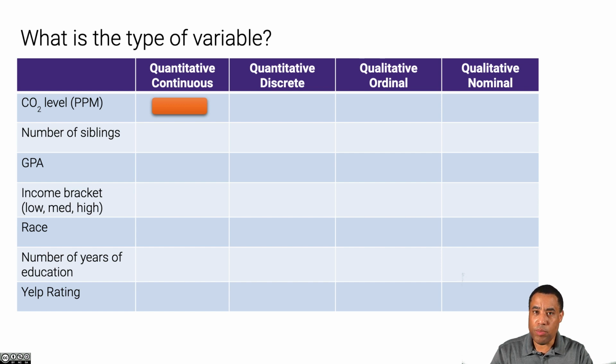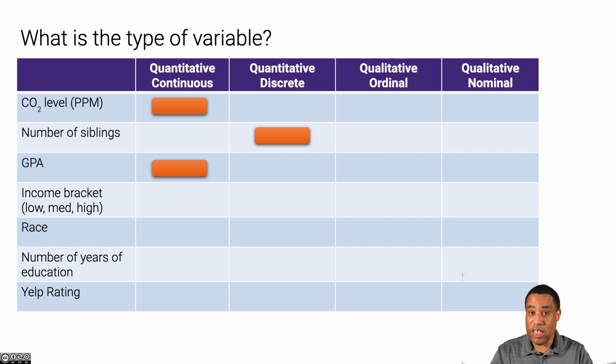What about the number of siblings? Think about that for a moment. And here's a hint. I gave it away to you on the last slide. So that is going to be quantitative discrete. There's a finite set in terms of the number of siblings. What about grade point average? What type of variable is that? Again, think about that for a moment. So that will be quantitative continuous because ratios and intervals have meaning.